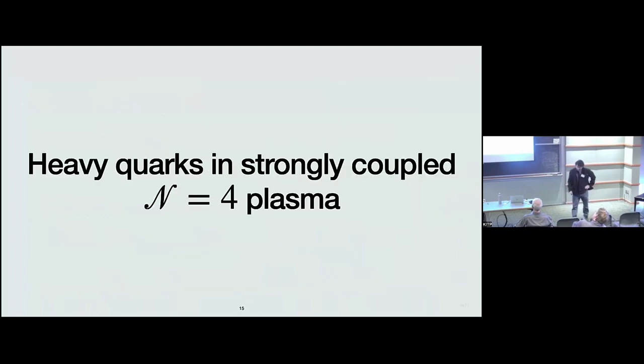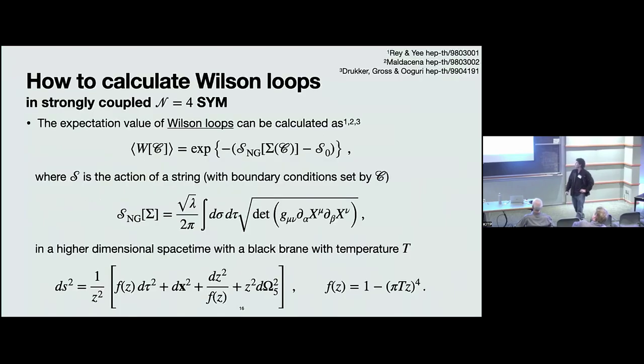Okay, so heavy quarks in strongly coupled N equals 4. What do we know? Or rather, what did I know when I entered this project? In holography, since I told you that in this limit you can think about the properties of heavy quarks via Wilson lines or expectation values of Wilson loops, essentially you need a tool to calculate expectation values of Wilson loops, and luckily the holographic duality provides that.